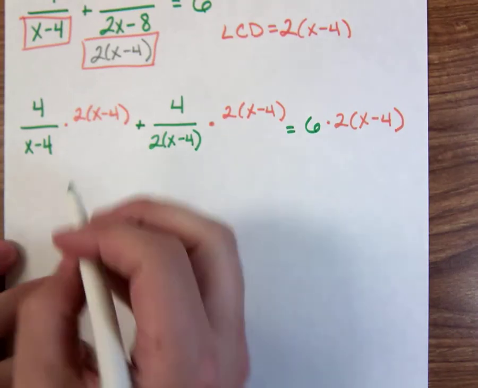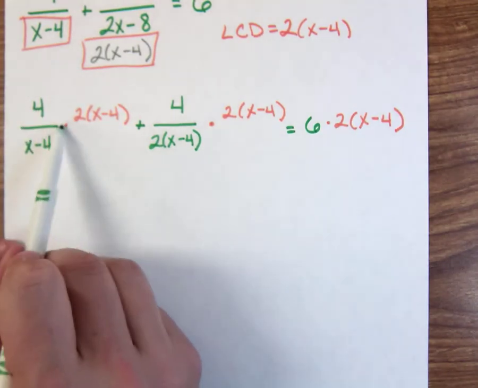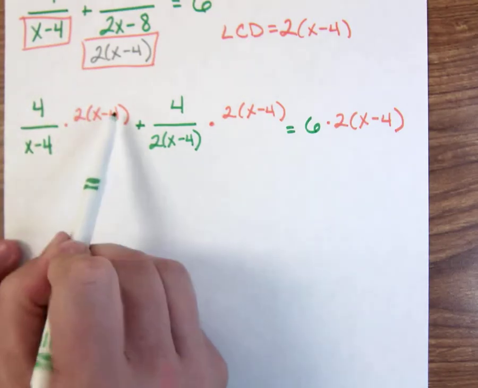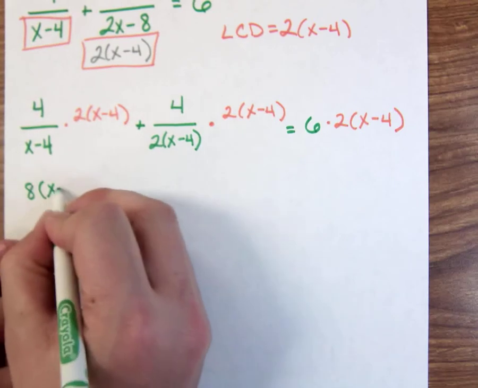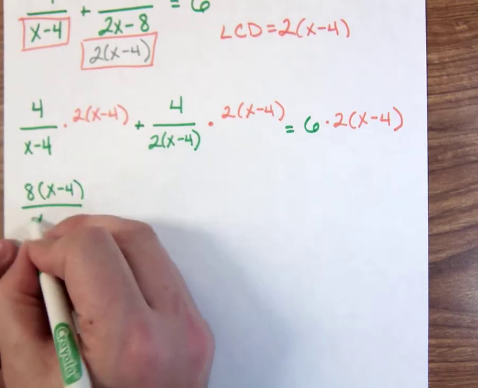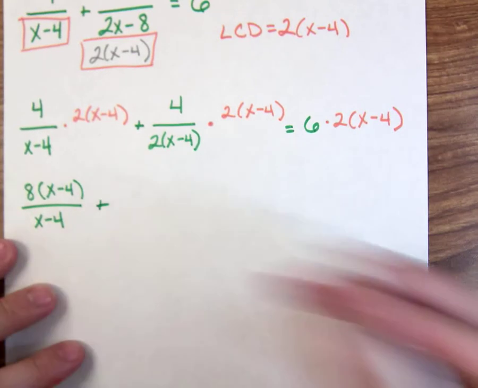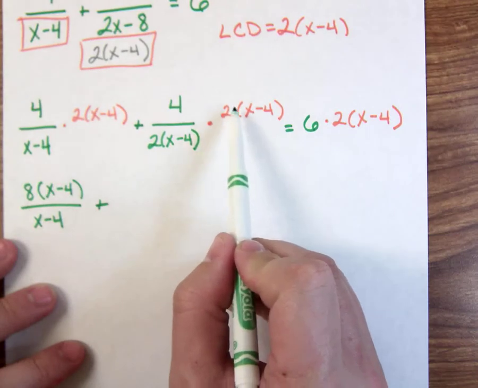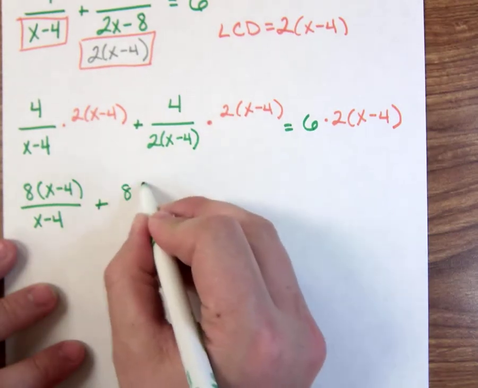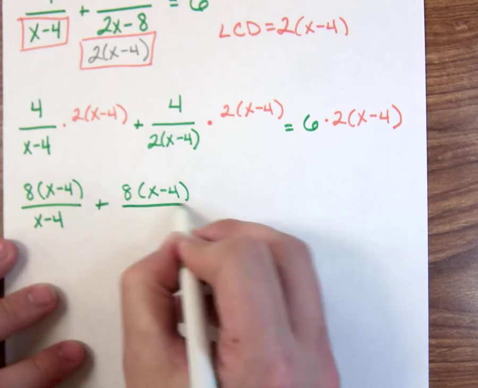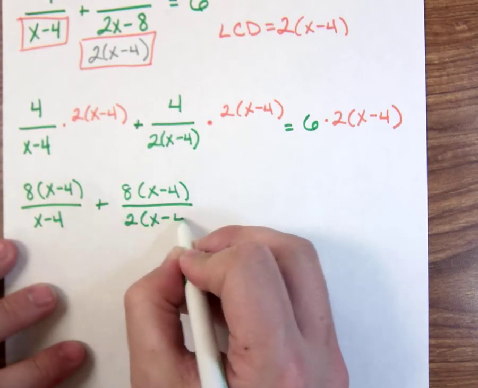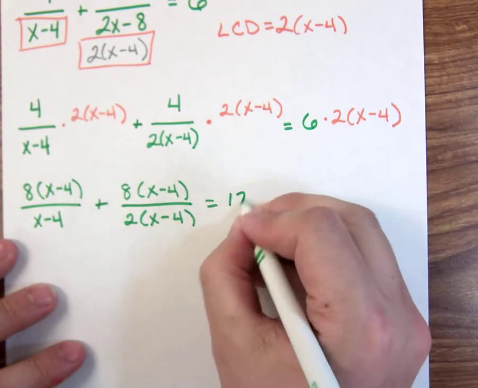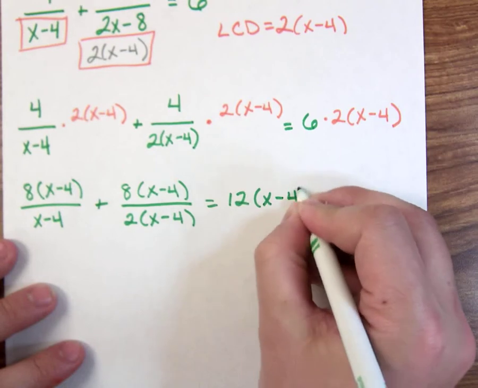Okay, so I'm going to write out what it looks like after you multiply. So this is 4 times 2 times x minus 4. So I'm going to write this as 8 times x minus 4 over x minus 4. Plus, same thing here, 4 times 2 x minus 4. So 4 times 2 is 8. I'm going to write this as 8 x minus 4 over 2 x minus 4 equals, and then 6 times 2 is 12, so 12 x minus 4.